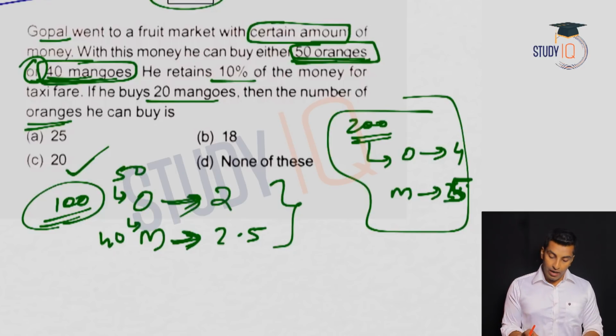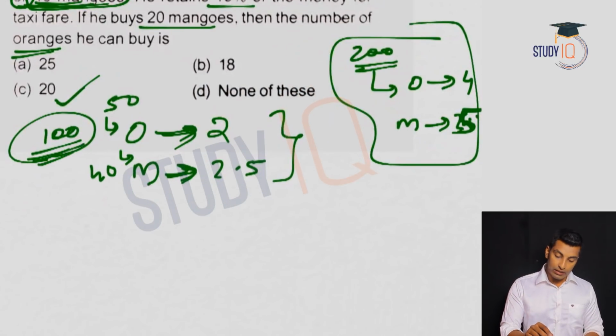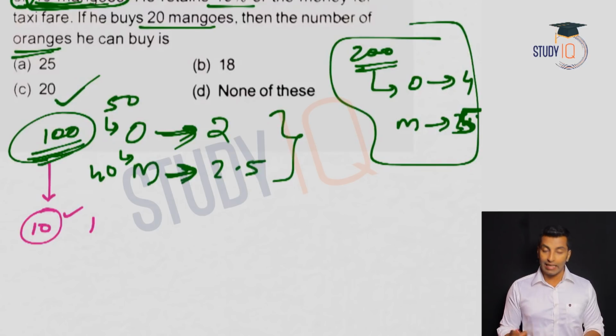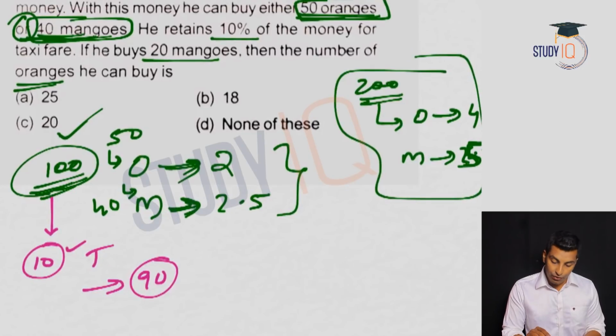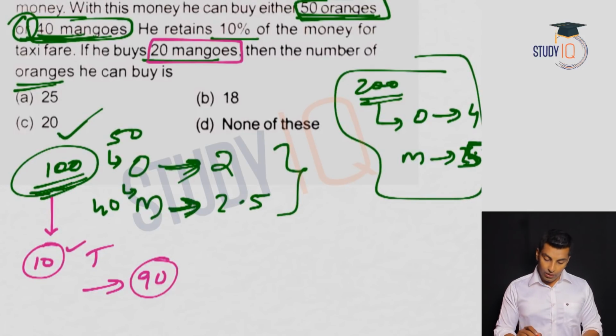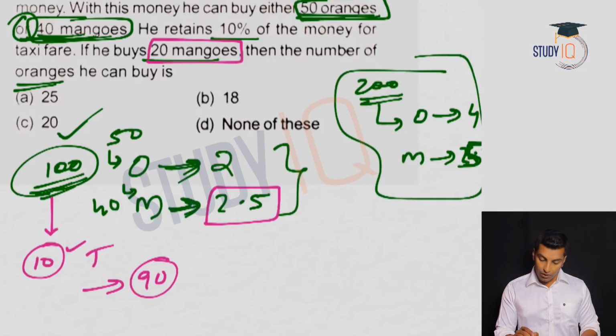So this is the situation. Now if he is having 100, he is keeping 10% as taxi fare. So 10% of 100 means 10 rupees is what he is keeping as taxi fare. So what is left? 90 rupees is left. Now out of this he is buying 20 mangoes. So how much will 20 mangoes cost? 2.5 for each mango, so 20 mangoes will cost 50 rupees.